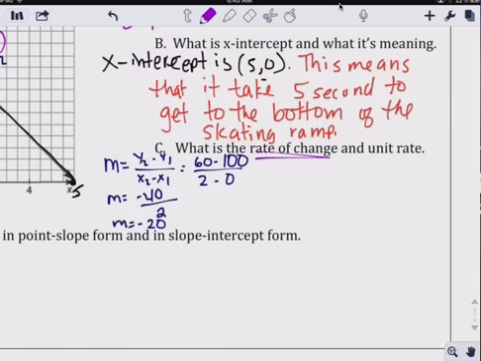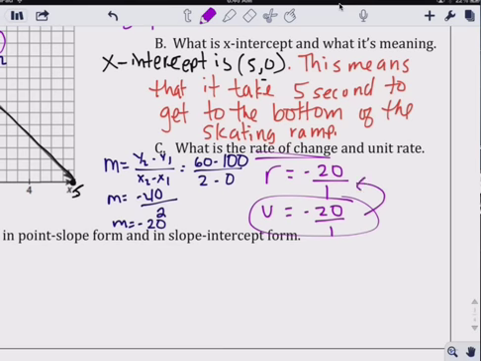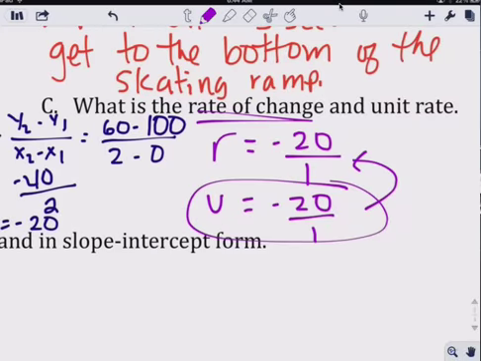In this case, my unit rate and my rate of change happens to be the same. My slope is -20/1. My rate of change. And my unit rate is also the same. Just happens to be the same. Not all the time, because if you got 20/3 here, you need to divide and your unit rate will be a decimal, okay? In this case, 20 divided by 1 is still 20/1.